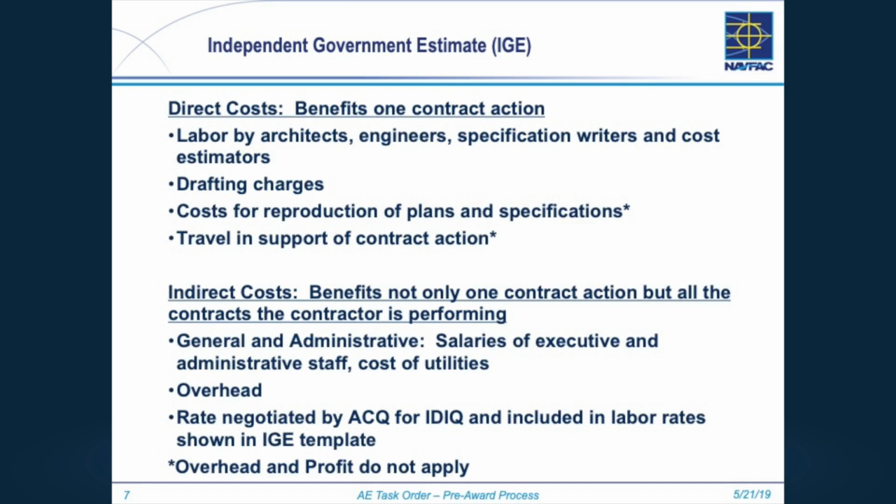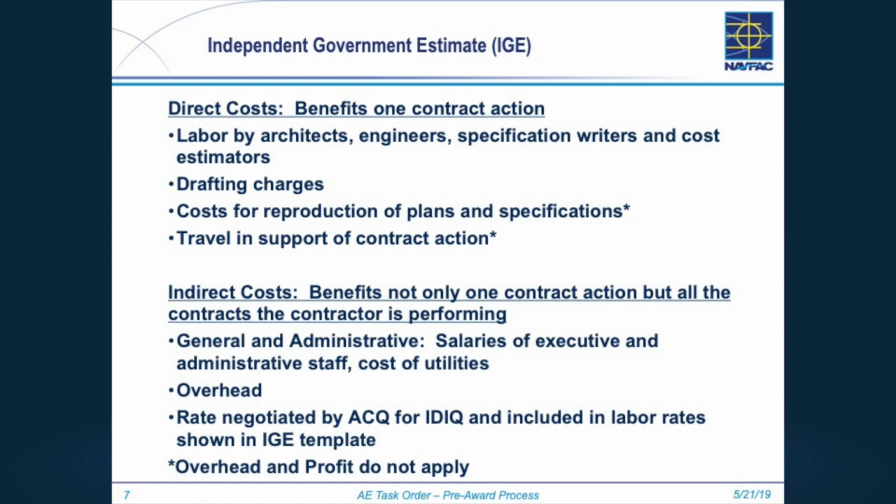A few things that you may or may not understand terminology-wise. You'll hear direct cost and indirect cost. Direct costs are ones that benefit just this task order. Those are the costs that you're going to have in your IGE. The indirect costs that are overhead, profits, all these salaries and administrative staff, they're not working on your project on this effort. Those are in an overhead factor that's negotiated by Stevens folks. So that's already in your loaded rates.